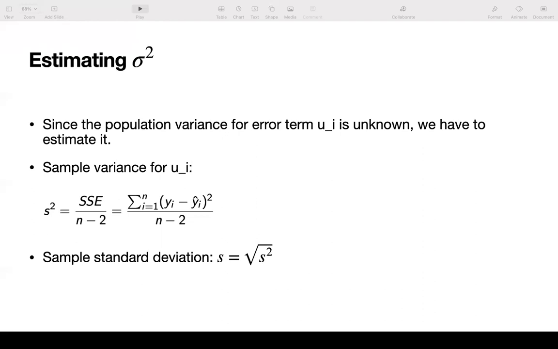So here we can estimate sigma squared, which is the population variance, when the error term is unknown. So the sample variance for u_i, s squared, is equal to SSE divided by n minus 2, which equals the sum of (y minus y hat_i) squared divided by the degrees of freedom, which is n minus 2.